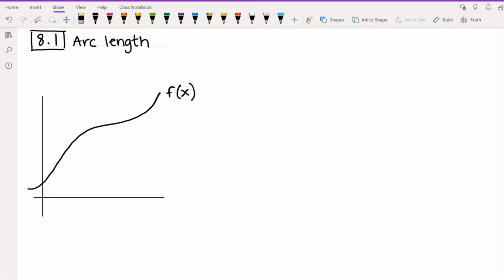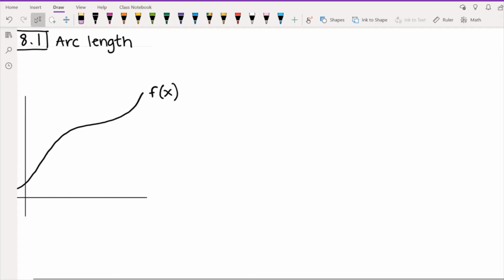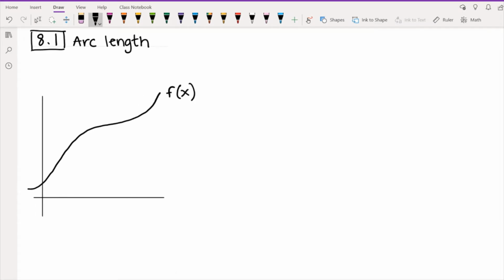But what we'll see is that we can also use an integral to find the length of a portion of a graph. So for example, let's say that this is a function f of x, and let's say we want to know how long it is between two particular x values a and b. So in other words, we're trying to figure out, what is the length of this piece that I'm going to highlight here.